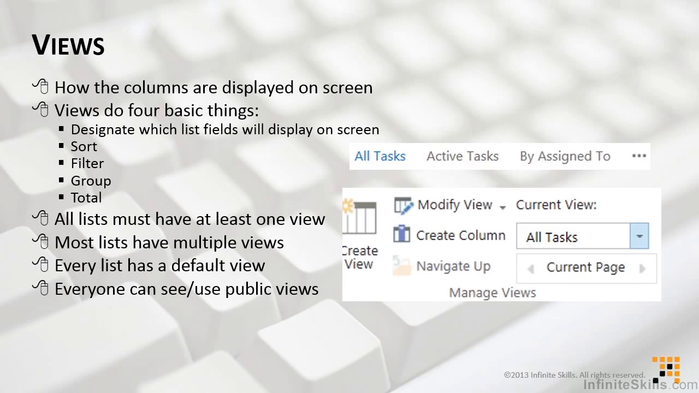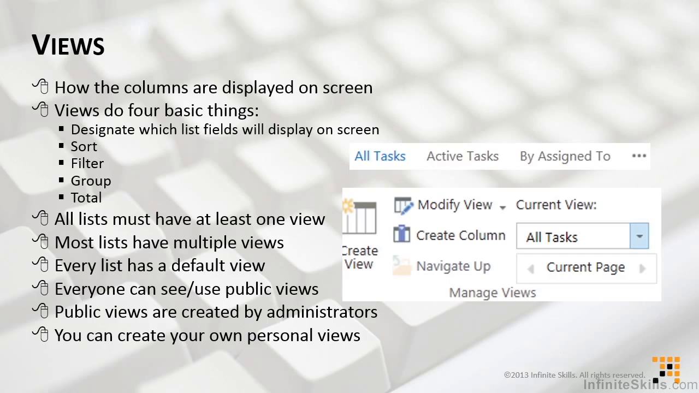In addition, there are some categories of views. Everyone can see and everyone can use something called a public view. Public views are usually created by administrators or owners, and everybody gets to use it. In addition, we also know that you can create your own personal views. Personal views are created by an individual. The important difference is only the person who created a personal view can see that view. Only the person who created a personal view can use that view. Public views, on the other hand, can be seen and used by anybody who has access to the list itself.